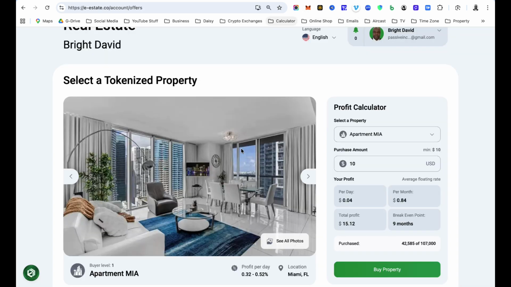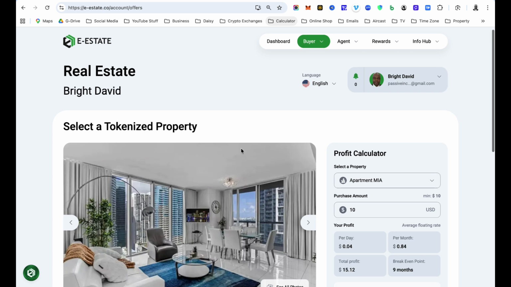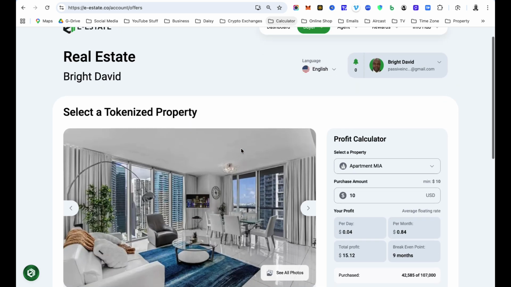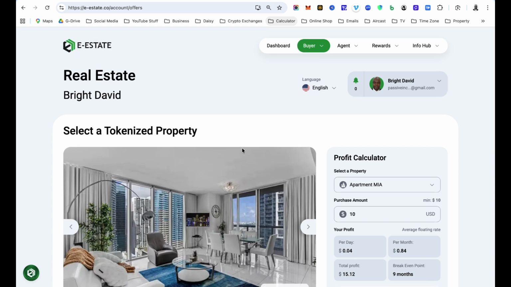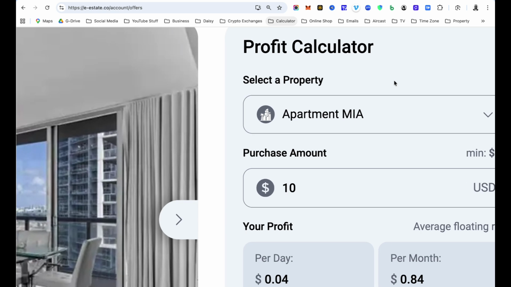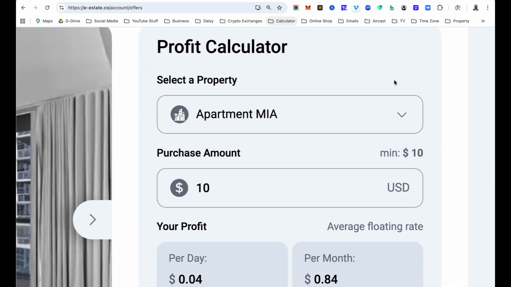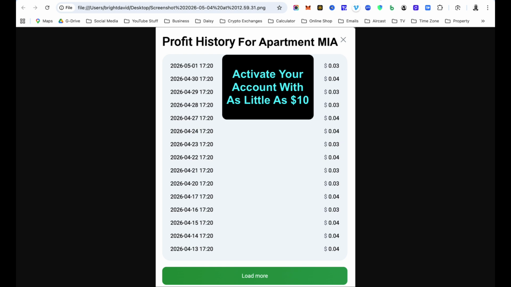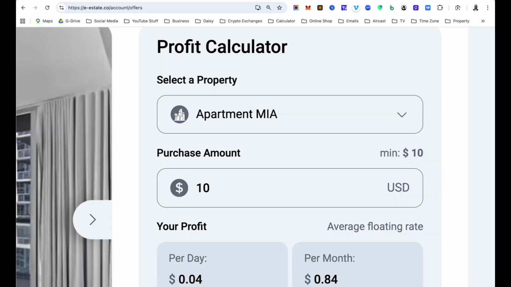Right, so let me go back into the eState platform. This is the eState platform, and right here, after you registered and completed your KYC, you will have access to this profit calculator. This is the Miami apartment I was telling you guys about. This is the profit screen for when you activate your account with only $10. You can see that the minimum is $10. They are telling you here that the minimum for this apartment is $10. But of course, if you want to activate your account with more than $10, you are welcome to do so.